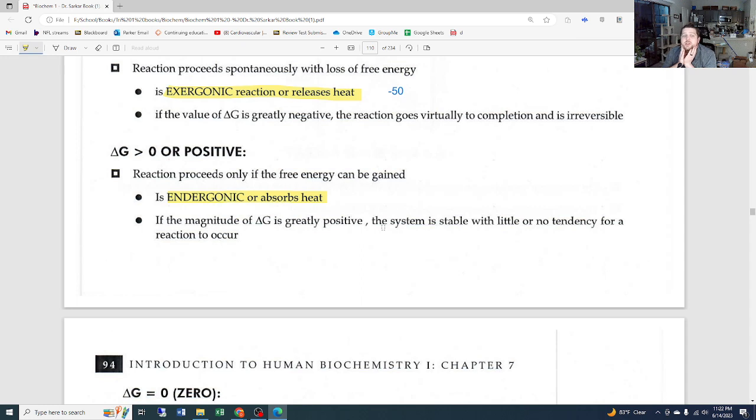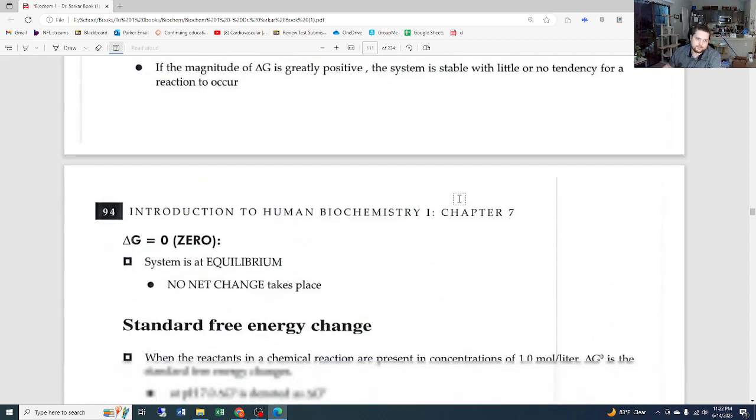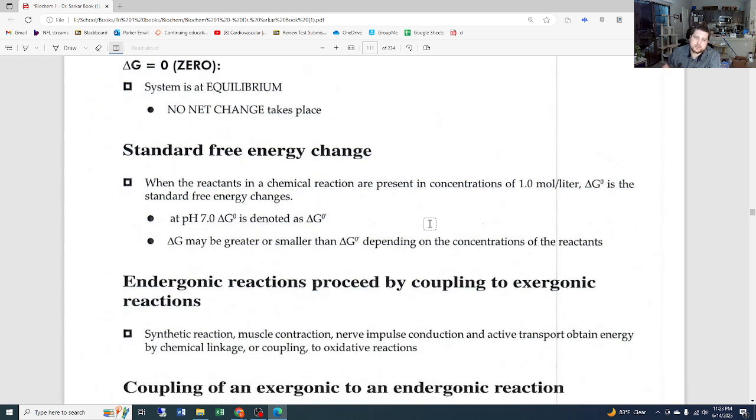Okay? So if the magnitude of delta G is greatly positive, the system is stable and has little or no tendency for a reaction to occur. So this is why we also say that our very negative ones are spontaneous reactions, meaning that they're going to just spontaneously happen, and they're just going to keep happening until all of our reactants have become products. Now if delta G is 0, our system is at equilibrium and there's no net change that takes place.